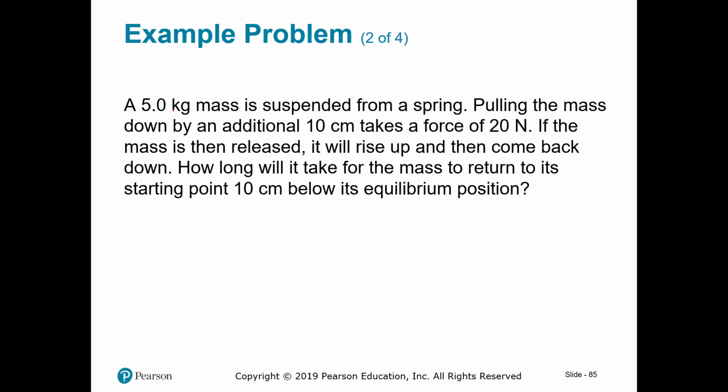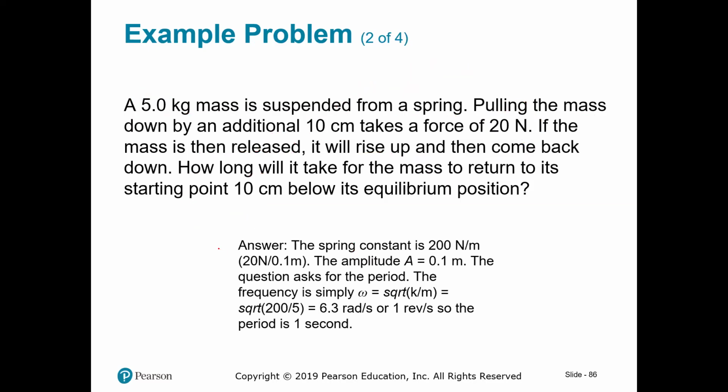And the last question, a pretty similar question: we have a 5 kilogram mass suspended from a spring. Pulling the mass down by an additional 10 centimeters, so that means your A is 0.1 meter, right? And then the force is 20 Newton. So now you see amplitude and the force, so you probably can find the K, right? If the mass is then released, it will oscillate up and down. How long will it take for the mass to return to its starting point? So basically, you're looking for T, right?